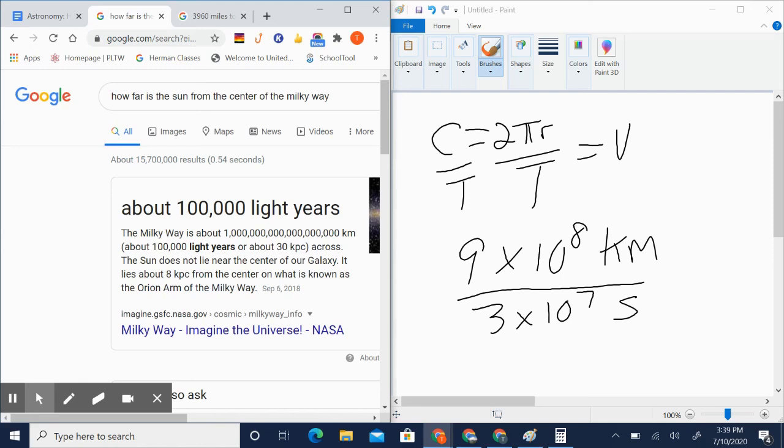The rest, I'll trust that you can do the math, and hopefully you found this a helpful tutorial to go along with the activity on how fast are we moving.